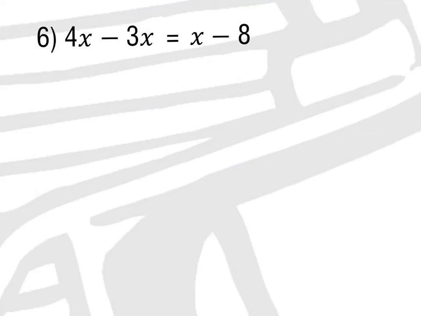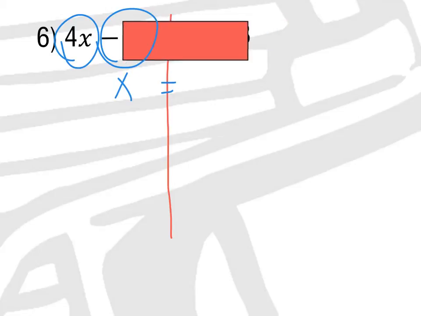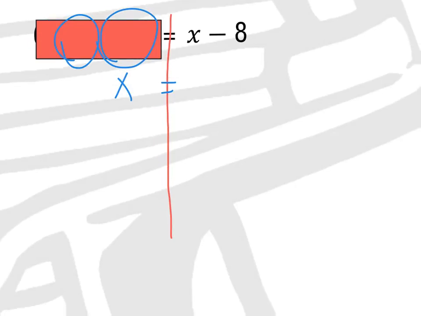So now onto problem 6. I'm going to draw my line. I'm going to cover up my sides and see if I need to get rid of anything or combine anything. So I have 4x minus 3x. What is 4x minus 3x? That is going to be 1x equals, then I'm going to look at the other side. X minus 8, I can't do anything with that, so I'm just going to rewrite it as x minus 8.